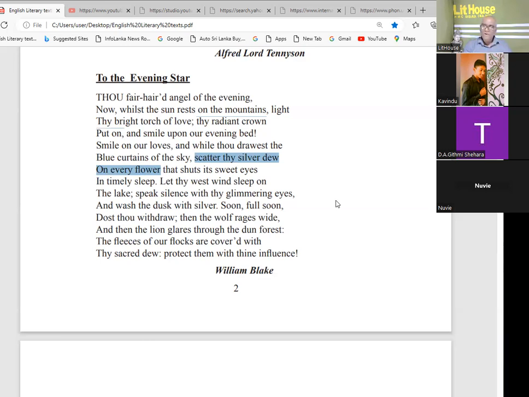on all flowers. Now here flower represents both nature and innocent people. Flower means both nature and innocent people. Note it down. Flower, it's used as a metaphor. Sprinkle your silver dew, silver light on every flower. What is the idea? Please protect both nature and mankind with your silver light. Silver dew means silver light. Bring them some comfort like water.